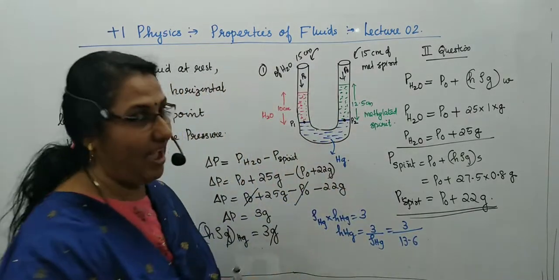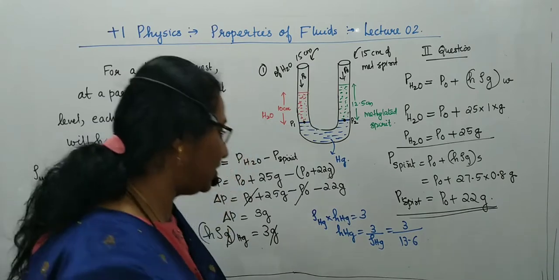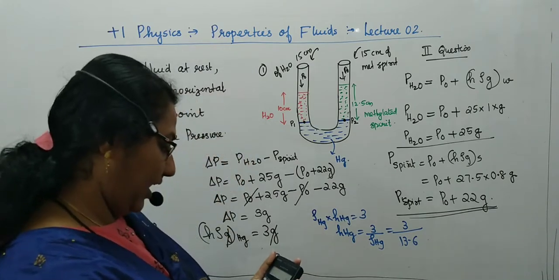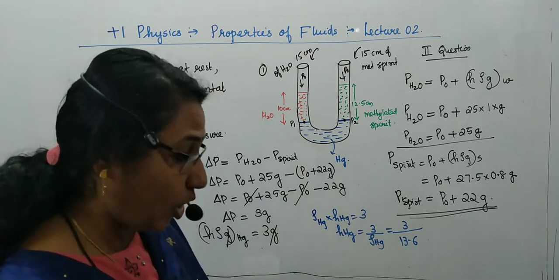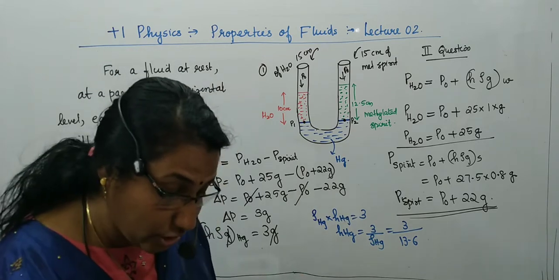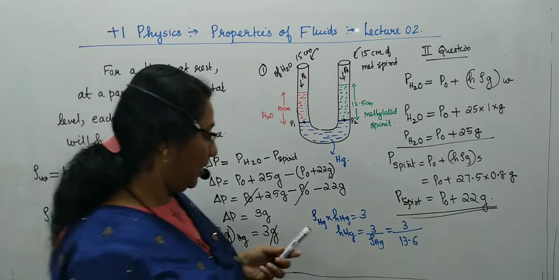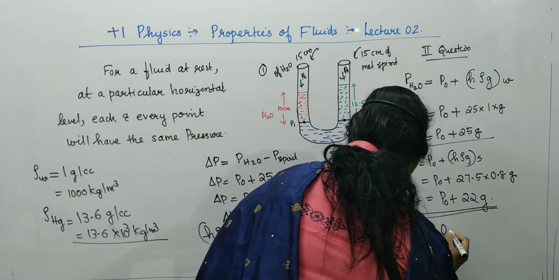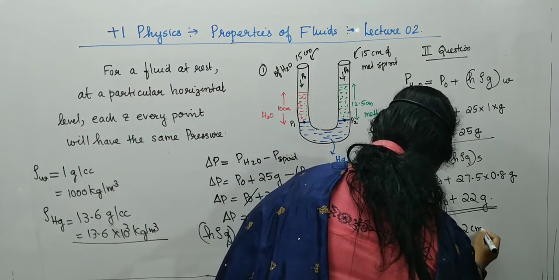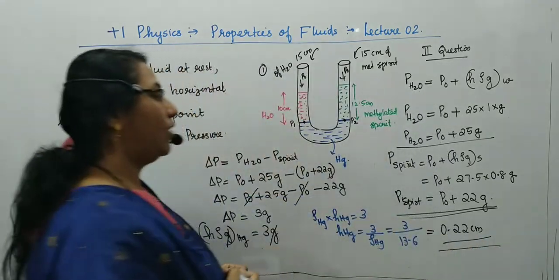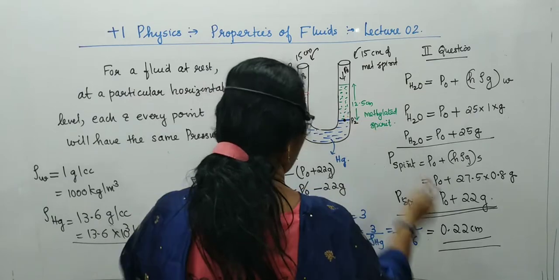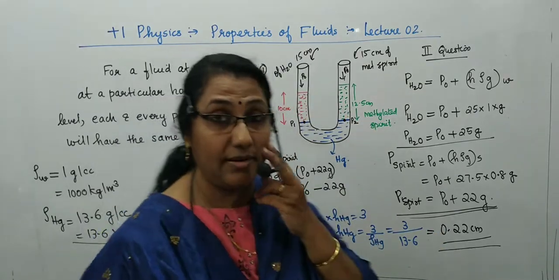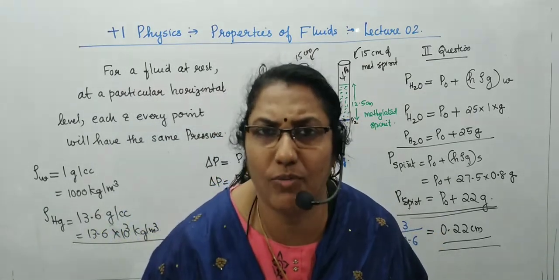13.6. Oh yeah, I will take my calculator once more. 3 divided by 13.6 equal to 0.2205. The value is 0.22 centimeter. Okay, so what is the level difference in the height now? It is equal to 0.22 centimeter. Clear? Do you understand what we are doing?